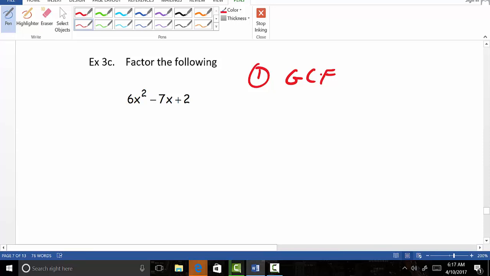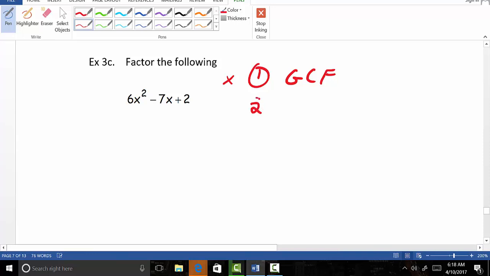Unfortunately, though, there's nothing that they all three have in common here. This first one and this last one are divisible by 2, but the middle guy, unfortunately, is not. And so none of them are divisible by 7. That's a prime number, so that's kind of hard to try to factor stuff out with. And as a result, unfortunately, we can't do step 1.